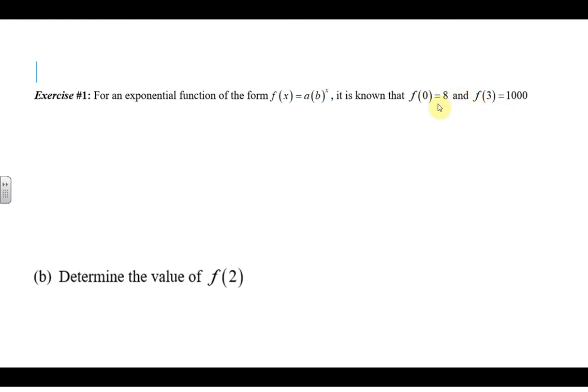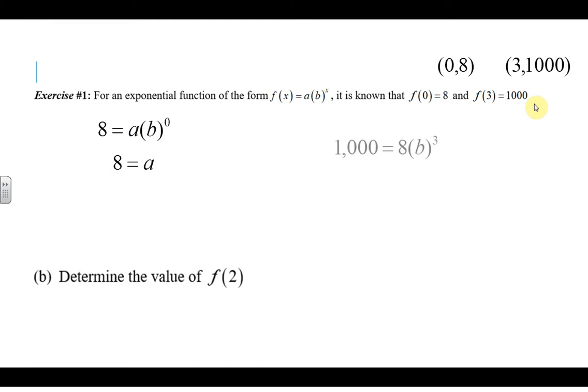Quick reminder, I do put the points. So again, x, y. So the 0 is the input, the 8 is the output, x, y, 3 is the input, 1,000 is the output. All right, so now what you do is you plug in those 2 points and make 2 equations. Actually, we know our y-intercept, so this one's pretty easy. This wasn't bad at all.